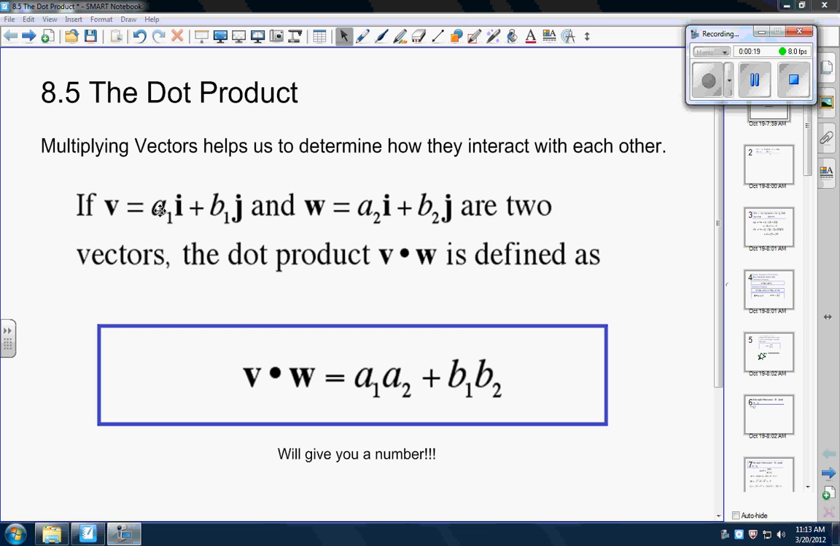So I give you two vectors here. Here's a simple vector v with a1, b1, and vector w with a2, b2. All you do for the dot product is multiply the corresponding parts and add them together. So the a's get multiplied, the b's get multiplied, and you add them. Okay, the dot product will always give you a number. So there's no i's, there's no j's, it's just a number. It can be positive, it can be negative, but that tells us how two vectors interact with each other.